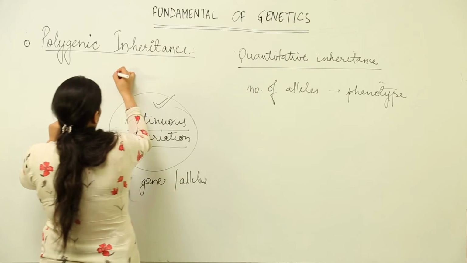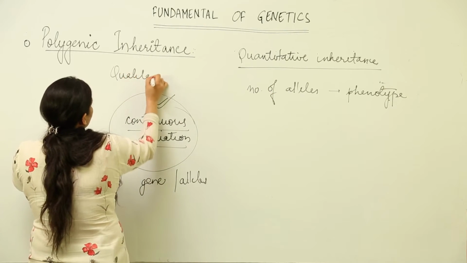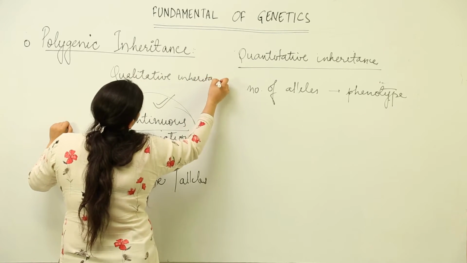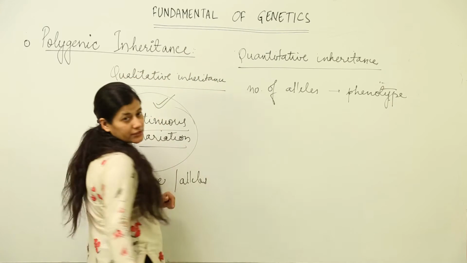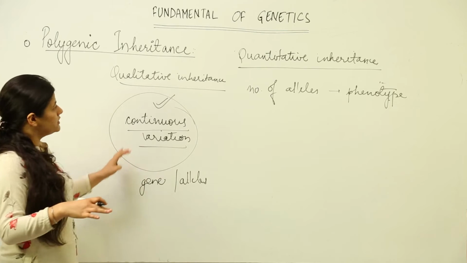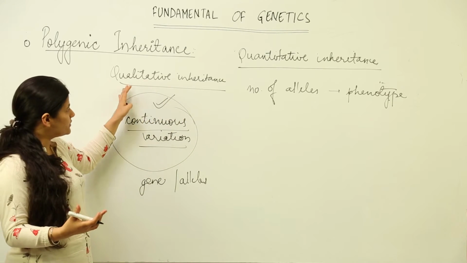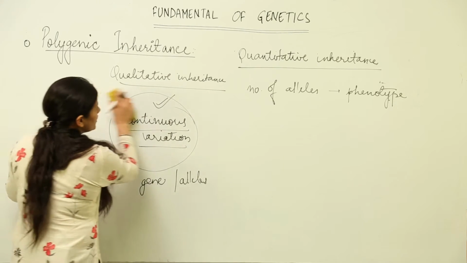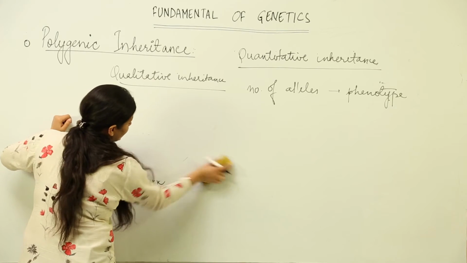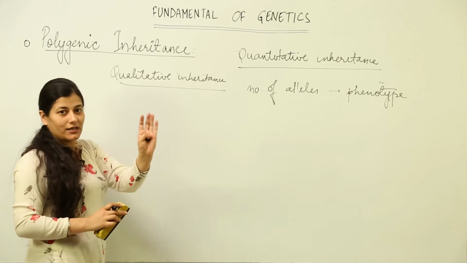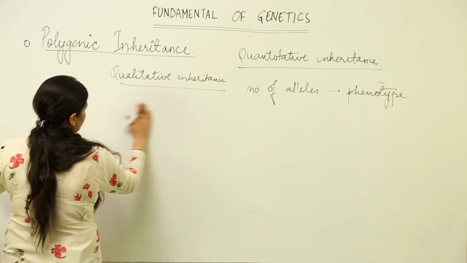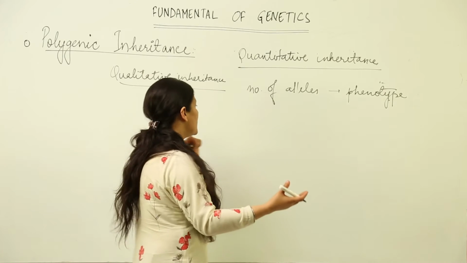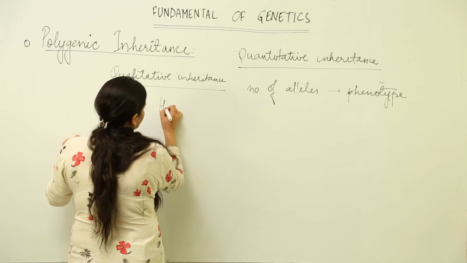Firstly, it is different from the qualitative inheritance that we had studied till now, where if you get a dominant allele, you are going to have the dominant expression, and if you get a pair of recessive alleles, you are going to have recessive expression. In quantitative inheritance, the more the number of alleles for a particular phenotype, the more the expression of that particular phenotype. Now take the example of human skin.